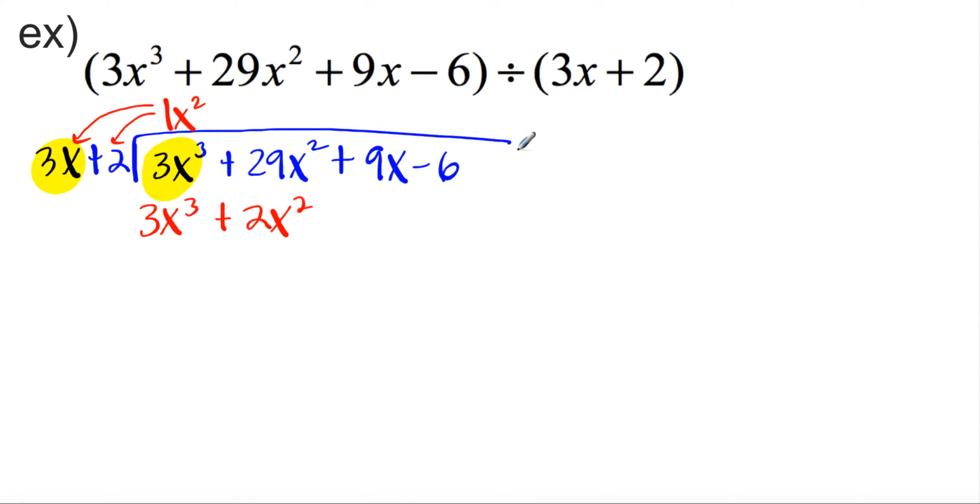Just like when you did long division with just plain numbers, maybe in elementary school, at this point you want to subtract. When we subtract these quantities like this, we're going to draw the line and change each sign. So that positive becomes a negative, that positive becomes a negative. So we're subtracting. 3x cubed minus 3x cubed cancels. 29x squared minus 2x squared gives me 27x squared. Then we want to go ahead and bring the remainder down. Plus 9x, bring down minus 6.